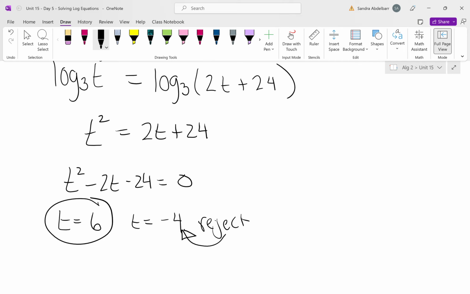So you don't have to test. When would having a negative be fine? If when you plug it into the argument, it's not negative. So let's say it was log of 3 and then it was t plus 5. And then I got t equals -1. Well, that still makes the argument positive, so I'm fine with that negative t. Does that make sense? Okay.